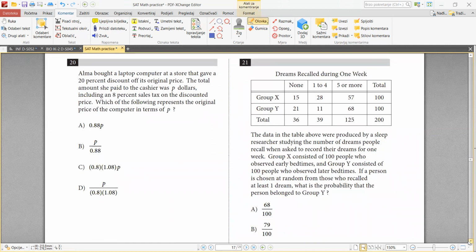Question number 20. Alma bought a laptop computer at the store that gave a 20% discount off its original price. The total amount she paid to the cashier was $P, including an 8% sales tax on the discounted price. Which of the following represents the original price of the computer in terms of P?